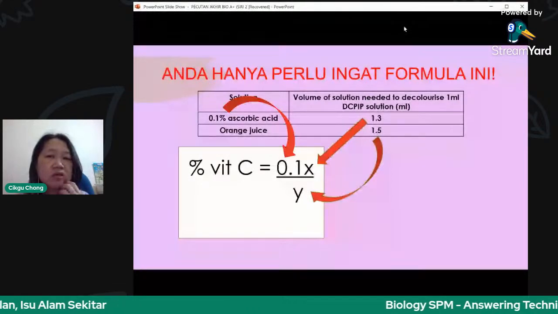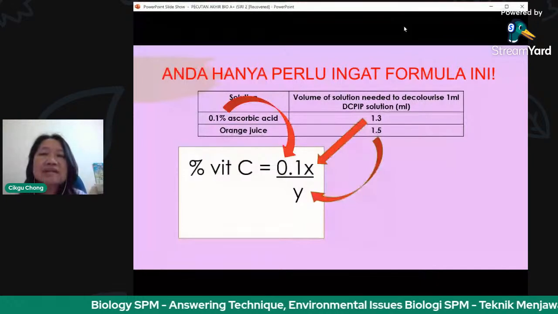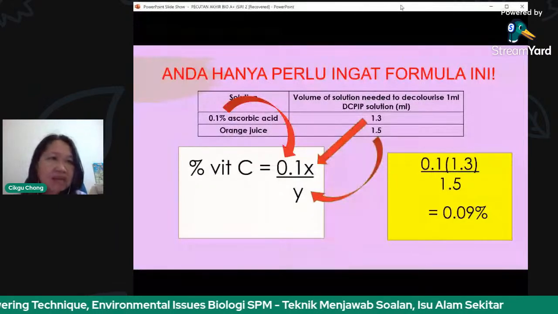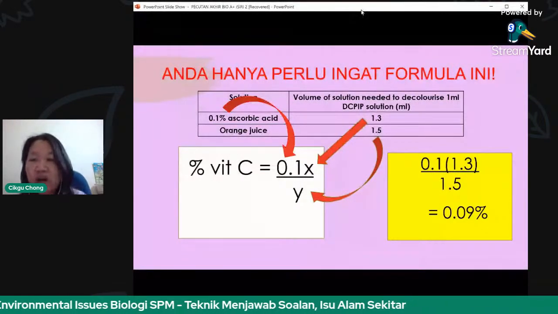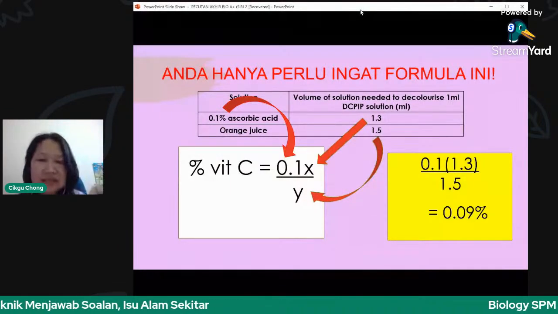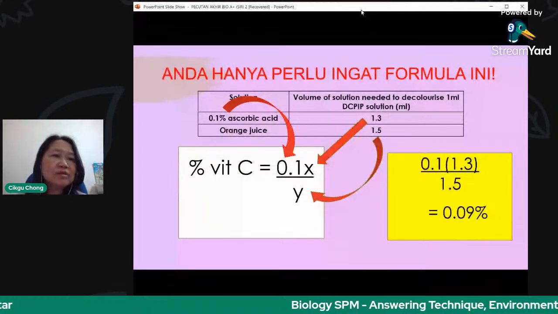So here, very simple, you put everything into this formula. So 0.1 times 1.3 divided by 1.5. Yes, you're both correct. In fact, all of you are correct. Charlene, Theo, Esther, and Yumi. Okay, very good. You have done your revision. So you already know this very well. Now let me give you another question.